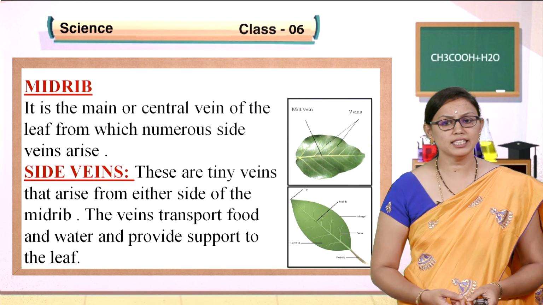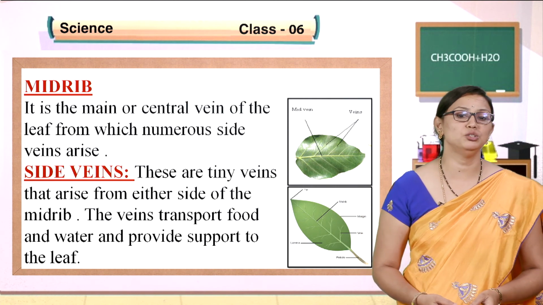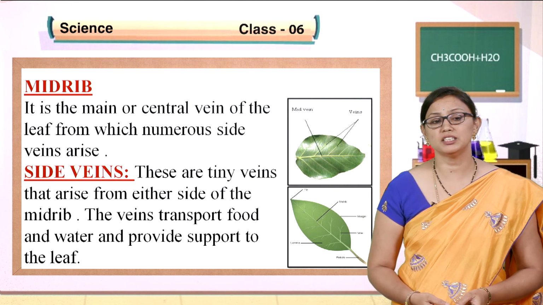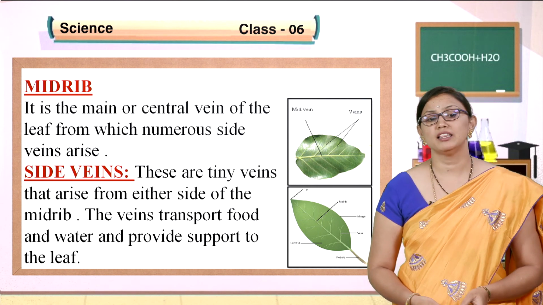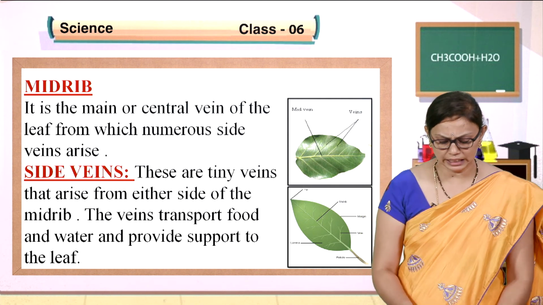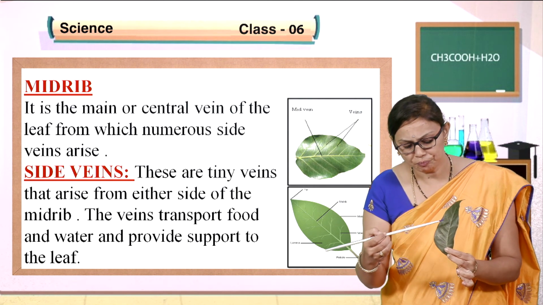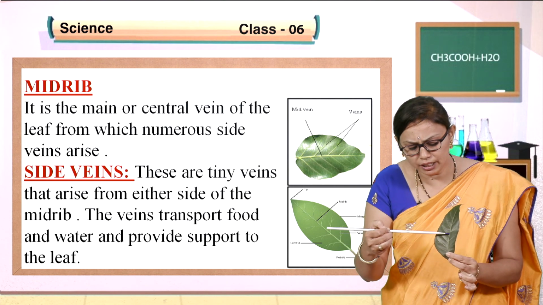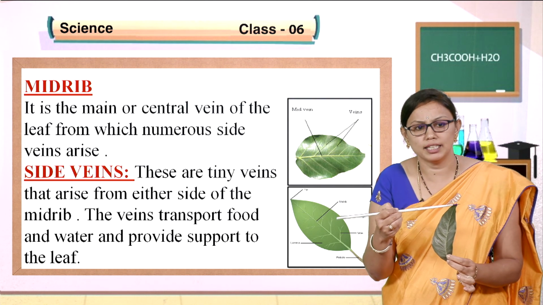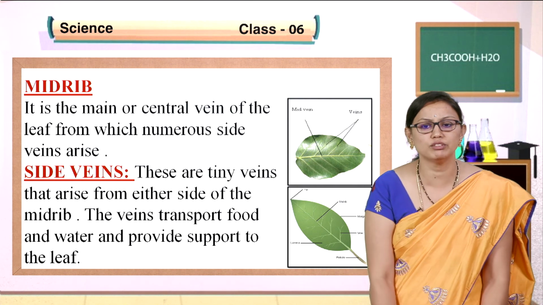You can observe the next part of the leaves, the midrib. It is the main or central vein of the leaves from which numerous side veins arise, and the side veins are the tiny veins that arise from either side of the midrib. The veins transport food and water and provide support to the leaves. So, if you take a leaf, children, this is called the petiole, and the flat surface is called the leaf blade or lamina, and the line which passes from the petiole to the tip is called the midrib, and small veins arise from the midrib. So, these are the parts of the leaves.